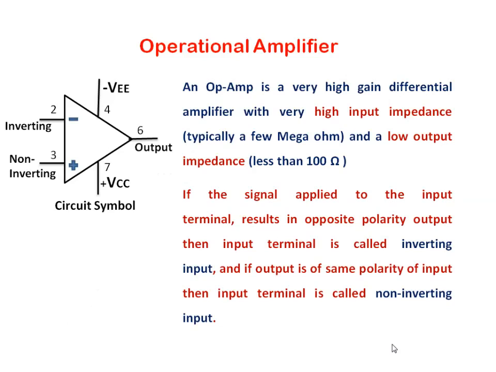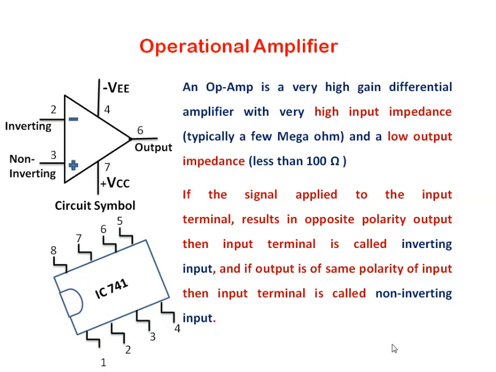The figure shows the circuit symbol for op-amp. It has two inputs. The input can be applied to op-amp through any one of these terminals. If the signal applied to the input terminal results in opposite polarity output, then the input terminal is called inverting input, and if the output is of the same polarity as the input, then the input terminal is called non-inverting input.